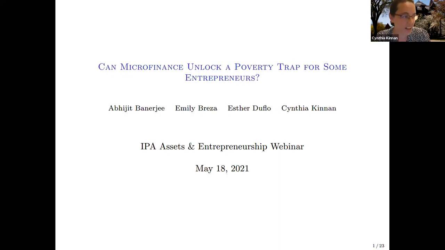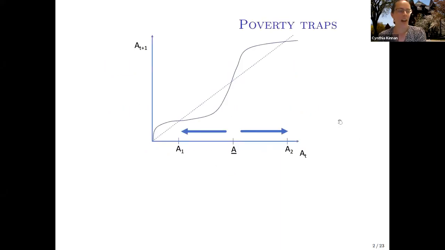This project is titled "Can Microfinance Unlock a Poverty Trap for Some Entrepreneurs?" And this is joint work with Abhijit Banerjee and Esther Duflo of MIT and Emily Brezza of Harvard. So I can kind of free ride off of some of the great discussion that Maitreesh has already given on this topic.